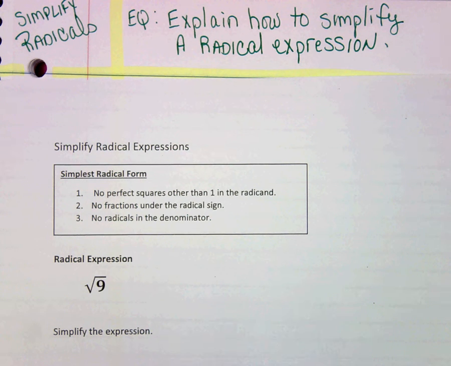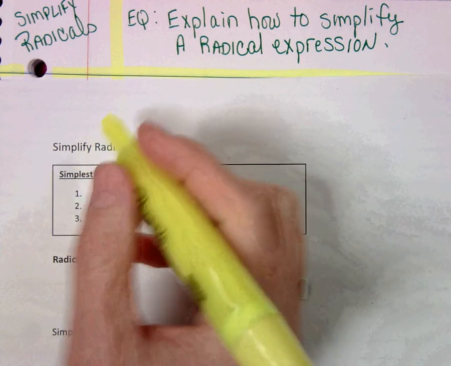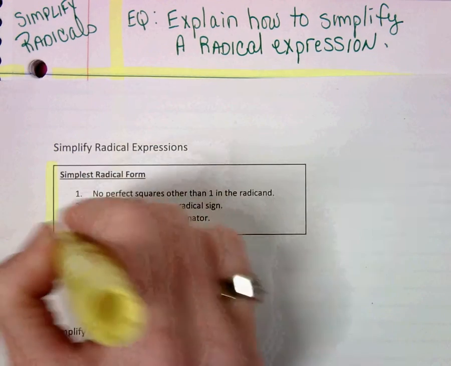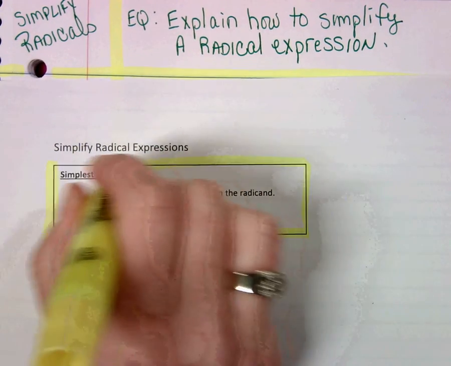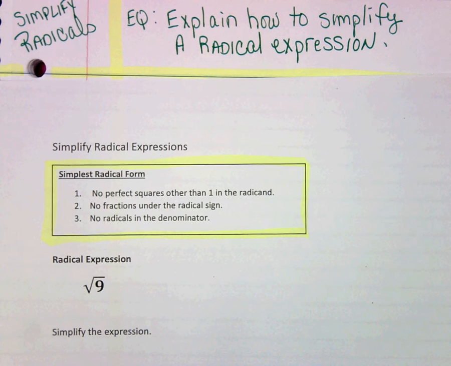The first thing that I put down for you is these criteria for when something is in simplest radical form. Simplest radical form means there are no perfect squares other than one in the radicand. There are no fractions under the radical sign, and there are no radicals in the denominator. For today's lesson, we're mainly going to be focusing on step 1 because we shouldn't have any fractions that would apply to rule 2 or 3, but we need to keep that in mind.